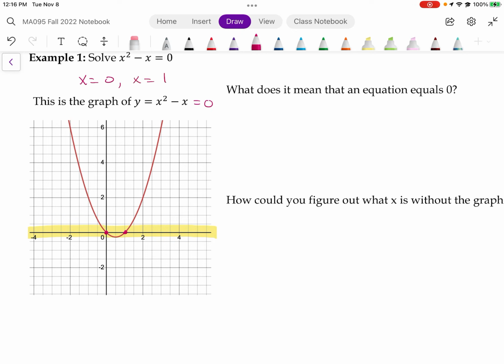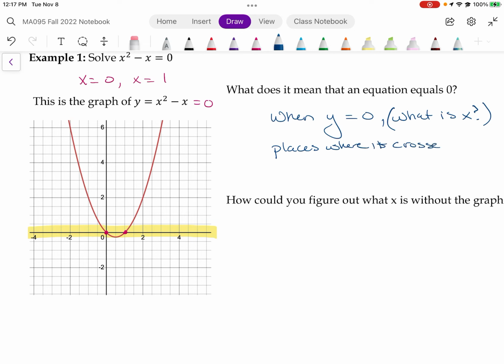So what, again, does it mean that an equation equals 0? What does that mean? So that is when y equals 0, what is x, right? What is x? That's what we're doing. So when y equals 0 is when an equation equals 0. It is when it's the places where it crosses the x-axis.